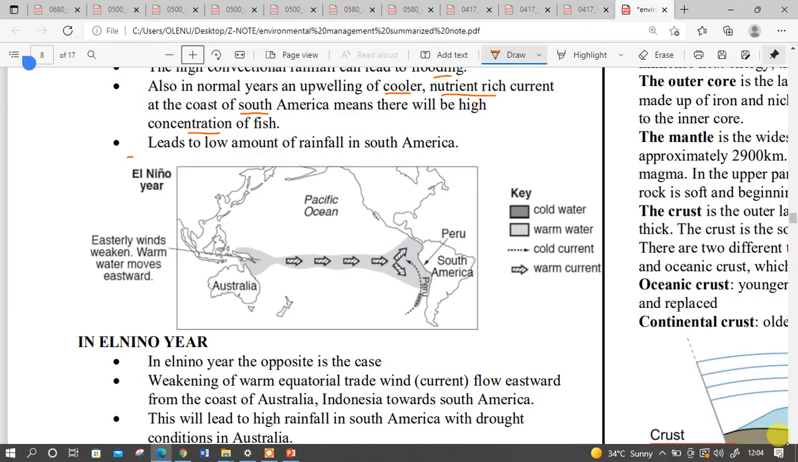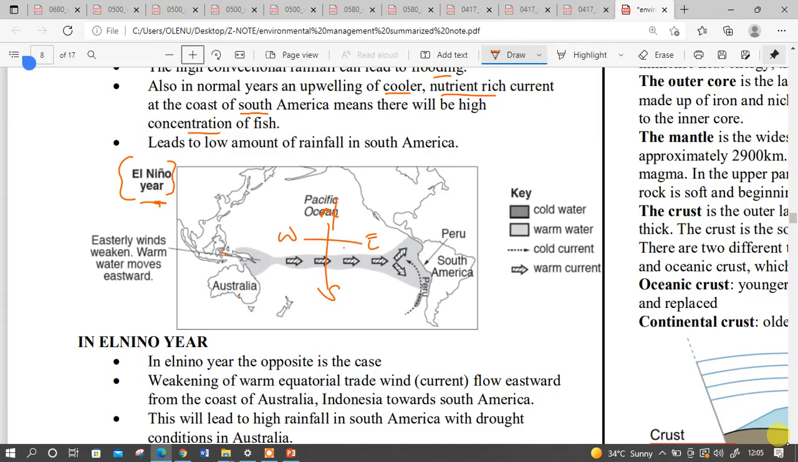Now, in an El Nino year, the opposite now happens. What happens is the warm equatorial trade wind will now move towards the east. Because remember, if this is your cardinal point, I've said we, WE, north south, never ever smoke weed. And so the equatorial trade will now change direction. In a normal year, it moves towards the west, but in an El Nino year, it changes direction and moves towards the east. And if it moves towards the east, everything that happens in a normal year in the coast of Australia and Indonesia will now be happening in the coast of South America.